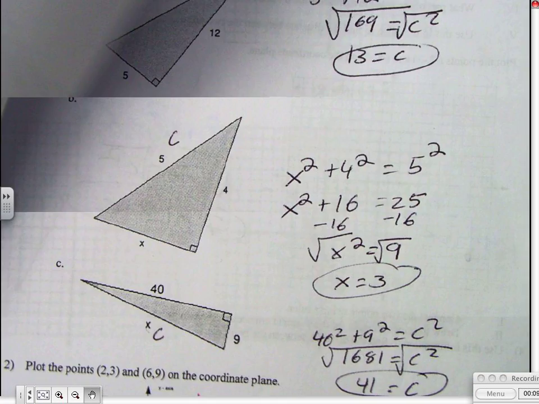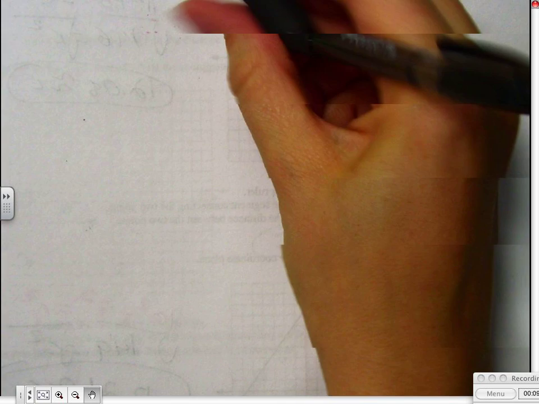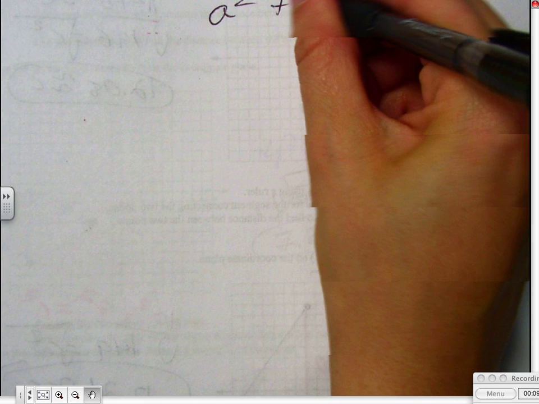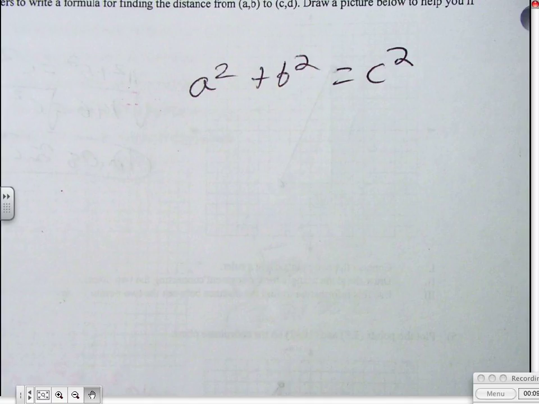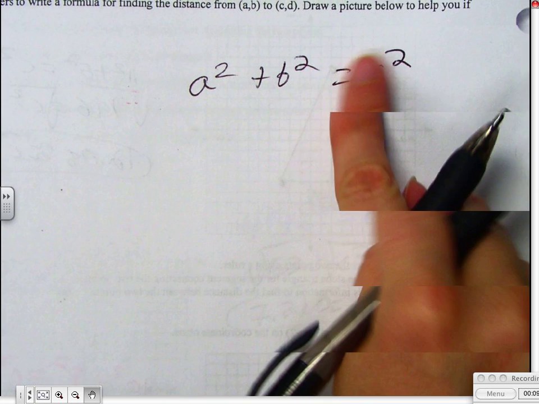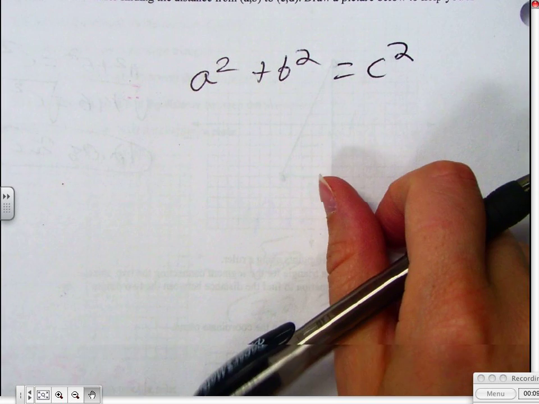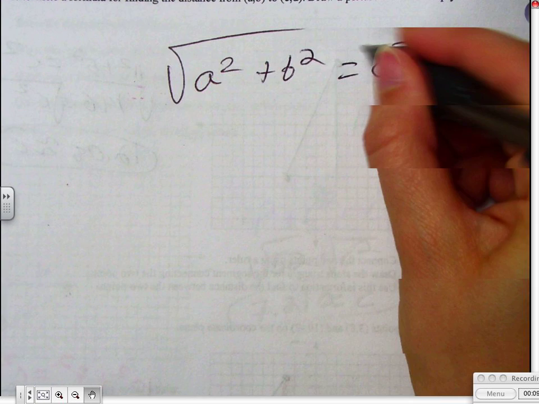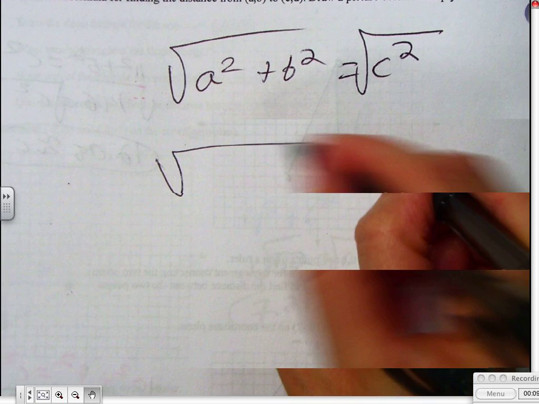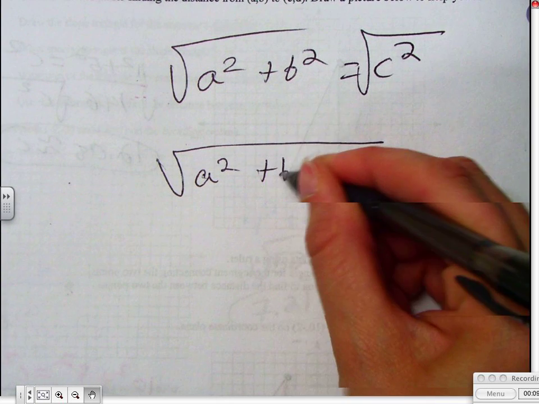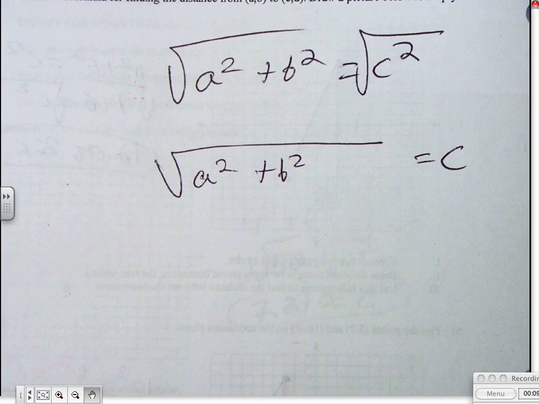Let's make this all into a formula. Okay. If we always have a squared plus b squared equals c squared, right? We're using that over and over again. How would I get it so it's just c all by itself? What would I have to do? How would I get that squared away from c? Square root it. Right? So I would just have the square root of a squared plus b squared equals c. So that's my start, okay?